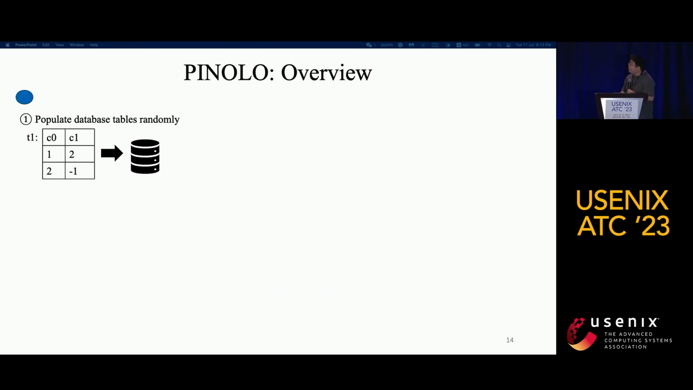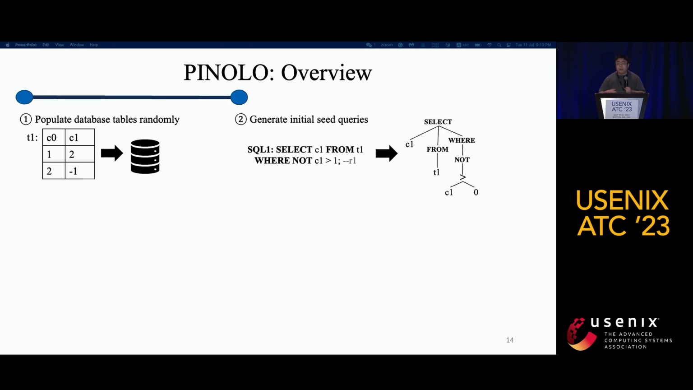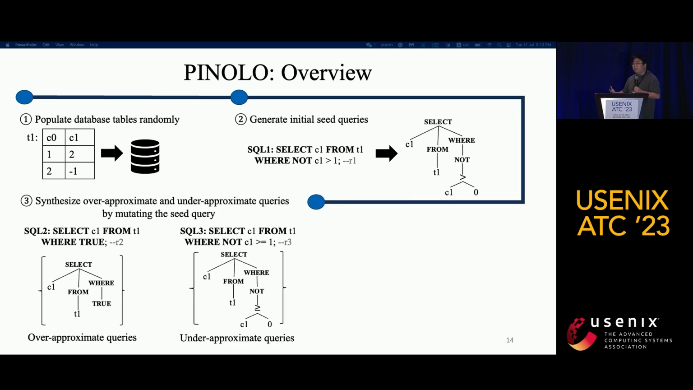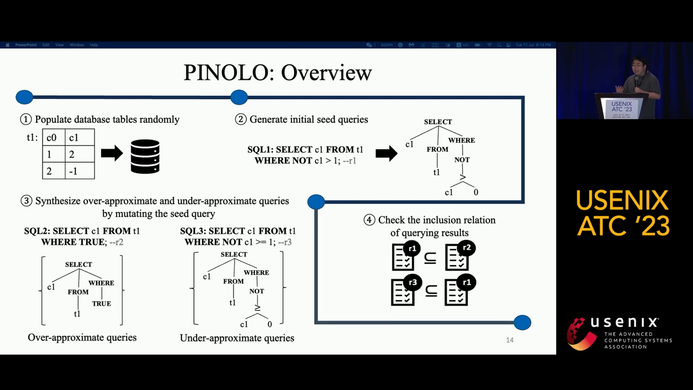So following this idea, we designed our system, Pinolo, in this way. Firstly, we populate the database tables randomly. And then we utilize existing techniques to generate some initial query seeds and apply a series of mutators upon the seed query to achieve the over-approximation and the under-approximation. By evaluating the original query and the mutated one and comparing their query results, we can check whether their results violate the approximation relation. We also go back to step 2 to iterate the whole process until the system reaches its time and iteration limit.